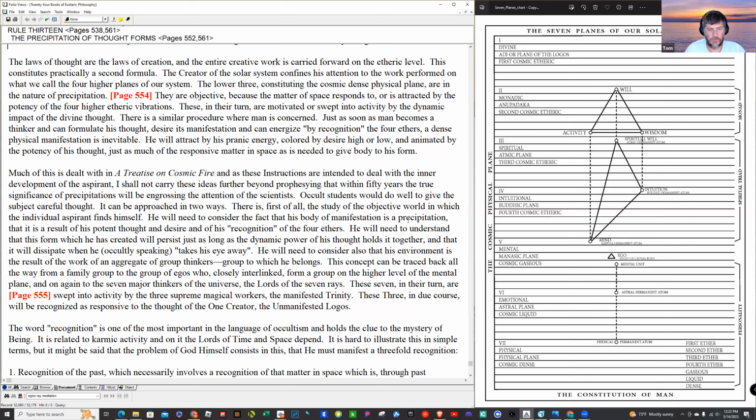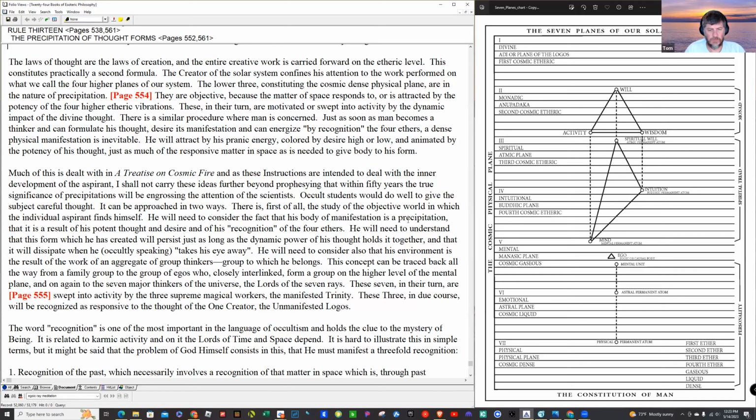He will need to consider the fact that his body of manifestation is a precipitation, that it is a result of his potent thought and desire, and of his recognition of the four ethers. He will need to understand that this form which he has created will persist just as long as the dynamic power of his thought holds it together, and that it will dissipate when he, occultly speaking, takes his eye away.